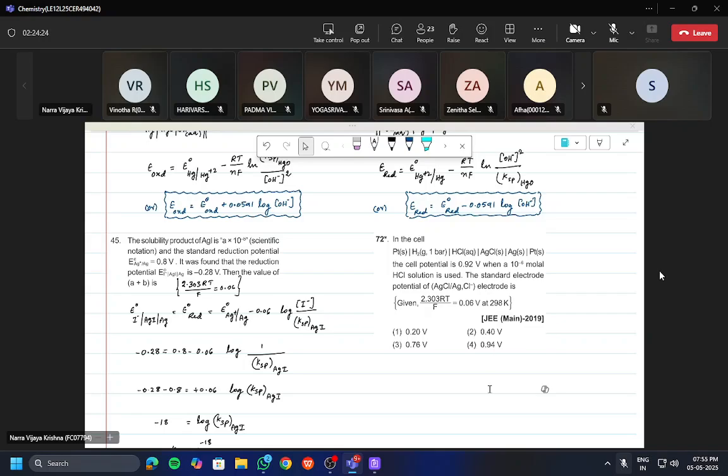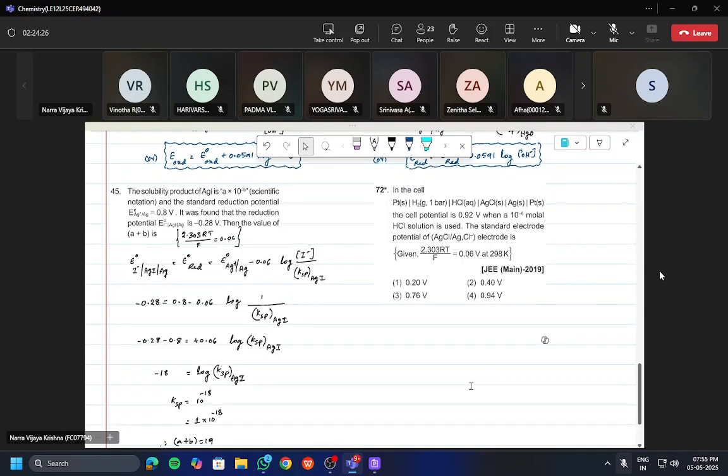Solve this. What do we need to do? Cell potential is 0.92. Observe, they give the concentration of Cl minus. Concentration of Cl minus is given as 10 power minus 6. What is the standard electrode potential of this? Standard electrode potential means E0, right? So what is E of cell equal to?